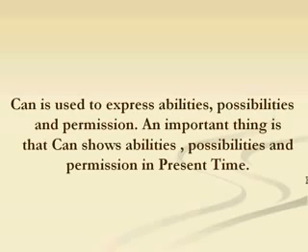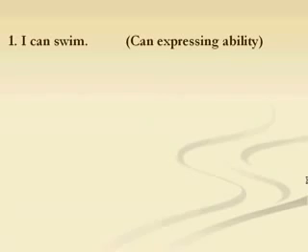It means that whenever you like to talk about abilities or possibilities and permission in present time, you should use can. And can is a modal verb. Basically can is a modal verb, right? So can shows these things in present time. For example, I can swim. So this I can swim, it expresses an ability. Here can is being used to express an ability.